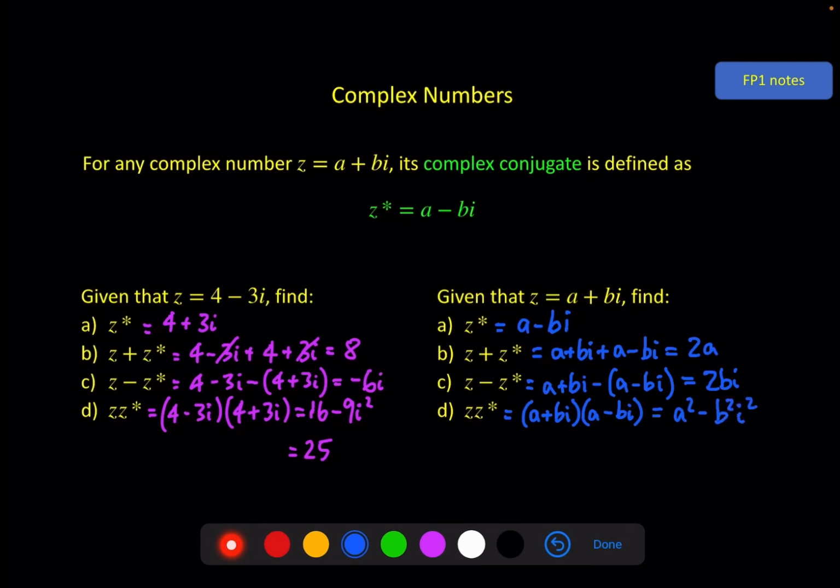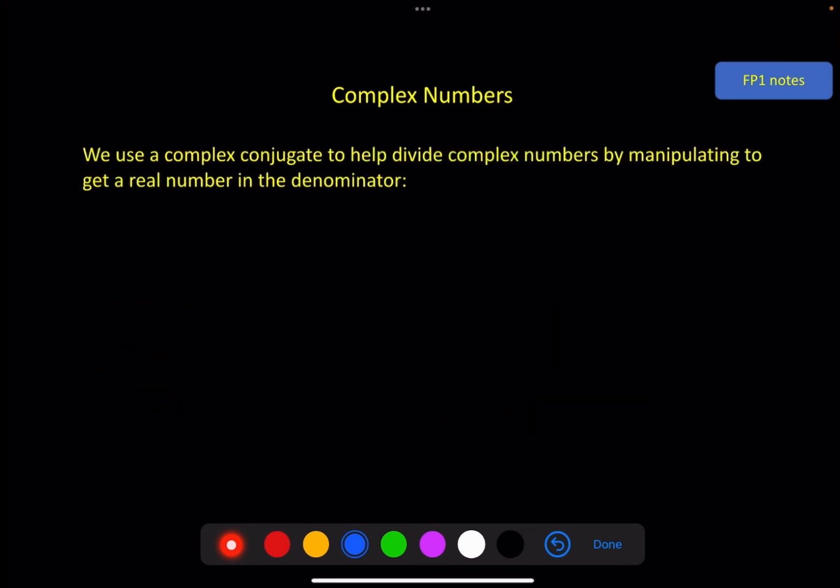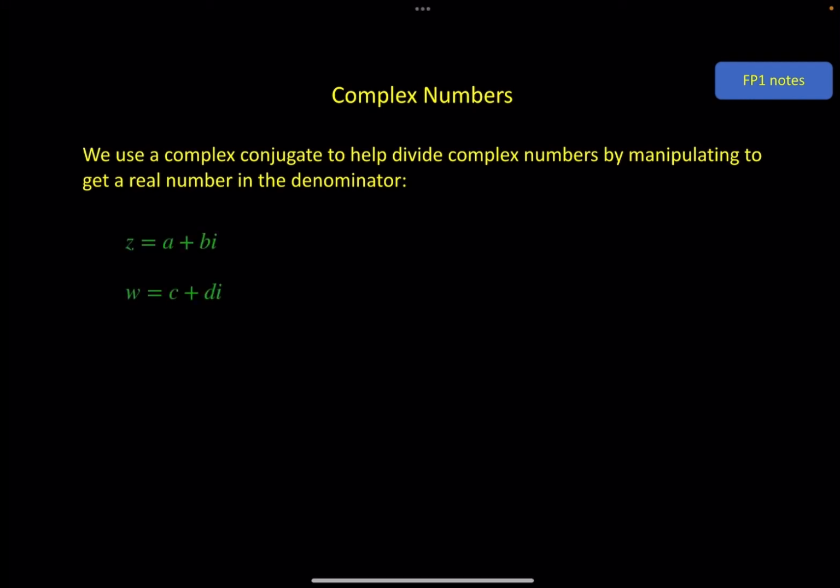Sorry, I squared. That's very important, because the I squared will always turn into a minus 1, so this will always become the real part squared plus the imaginary part squared, but without the I, so it will be a real answer. And that's key for the next thing we're going to look at, because we can use these to help us to divide complex numbers, manipulating them in a very similar way to how we did to rationalize.